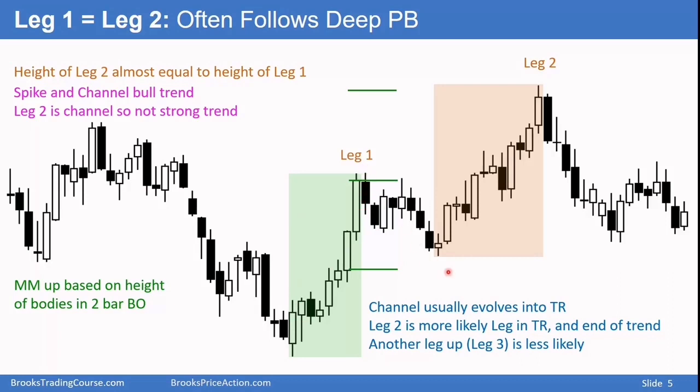Leg 1, pullback, leg 2, obvious. But whenever I see a strong breakout like this early in a trend, so here's a bull trend, early in the bull trend, a pair of very big bull bars, I like to look at the open of the first bar and the close of the final bar of the breakout. Sometimes the breakout is just 1 bar, sometimes it's 3 or 4 bars. And then I project up from the open of the first bar to the close of the second bar, and that also is an area where bulls will take profits.